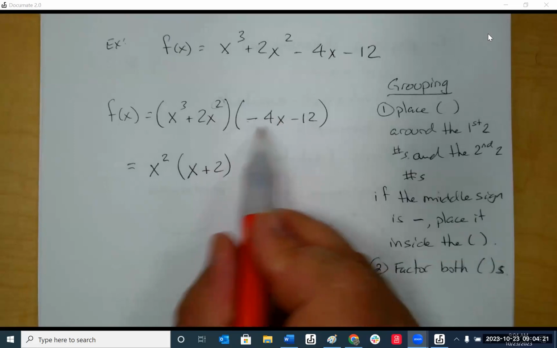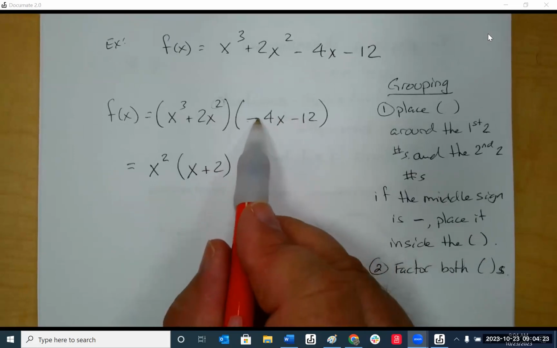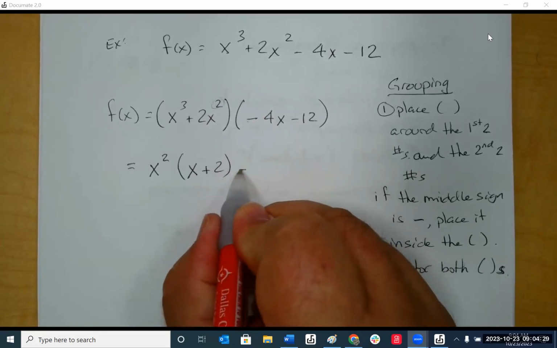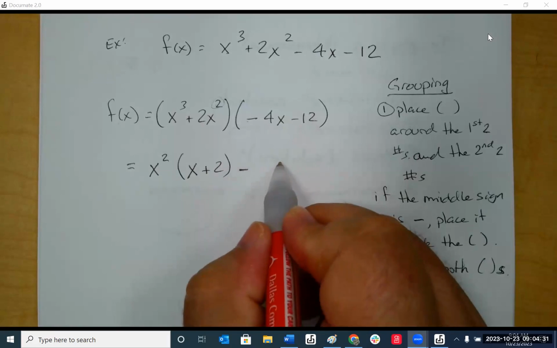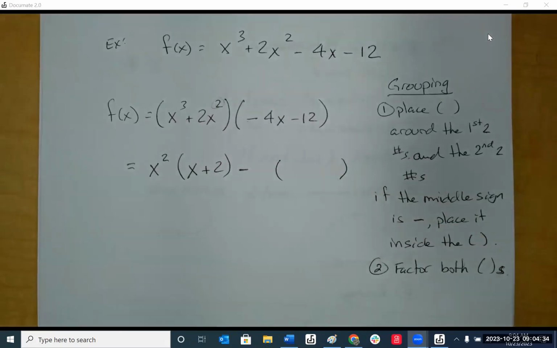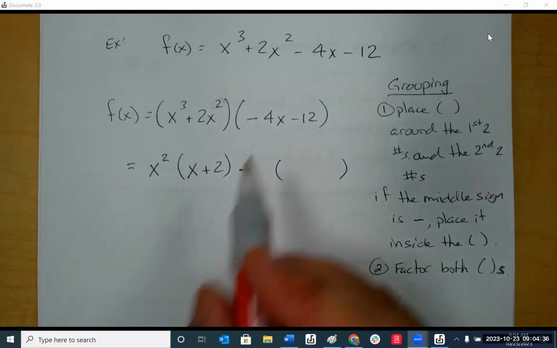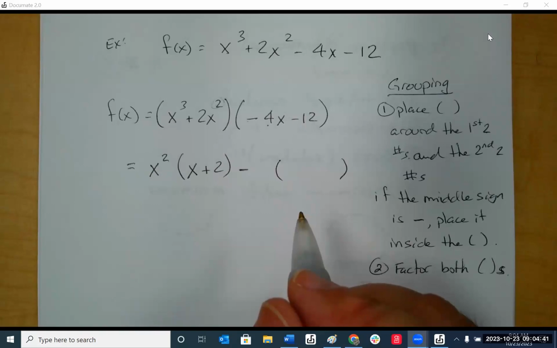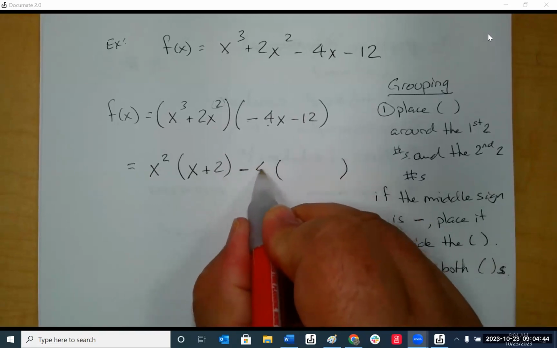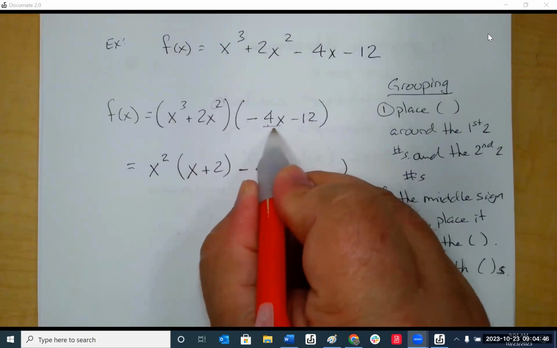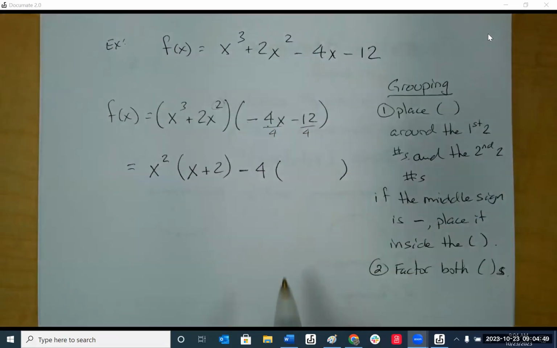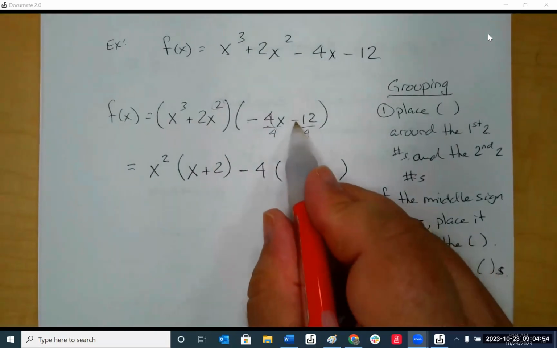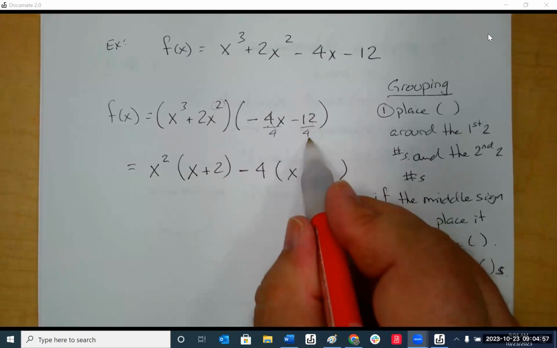Now, what does the second one have in common? Because the leading term is negative inside here, we're going to factor out a negative, which means whatever's inside the parentheses will change signs because we took out the negative. So what do 4 and 12 have in common? They both have a 4 in common. Whenever you divide by it, so we took out the negative, so 4 to 4, so we have x. Took out the negative, so it's now positive. 12 divided by 4 is 3.